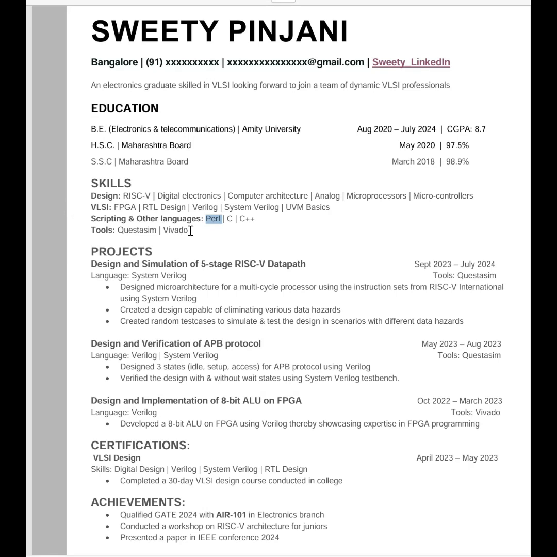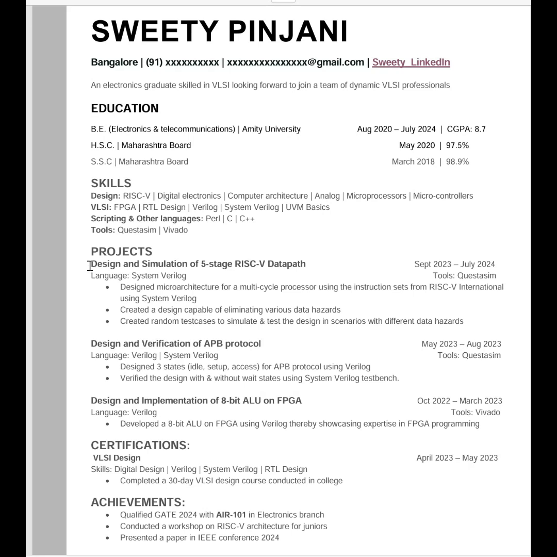And then this person has done some project wherein they have used these tools, Questa Sim and Vivado, which they have put in the skill sets under the tools section. The next point which will come for the fresher will be projects, whatever academic projects they have done in college. Now see how the person has organized.